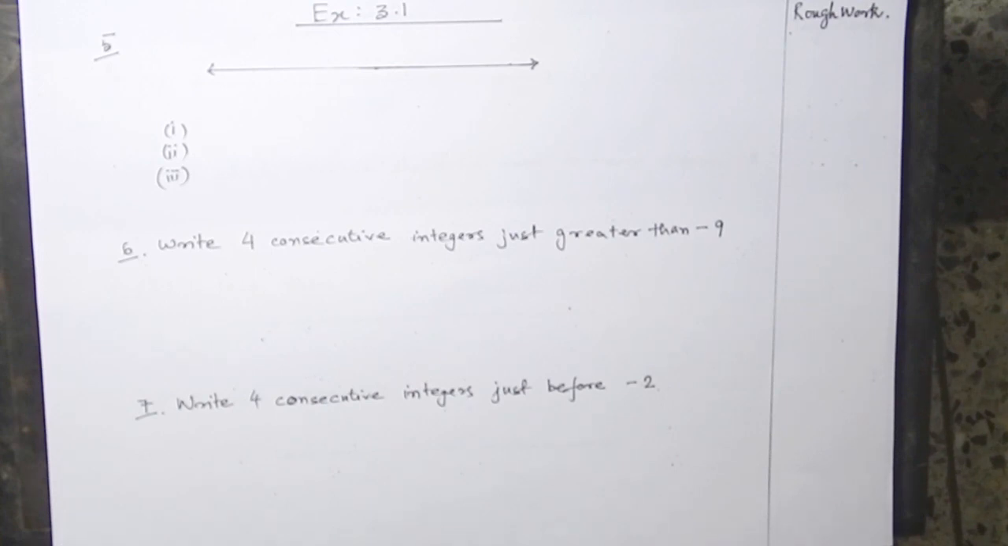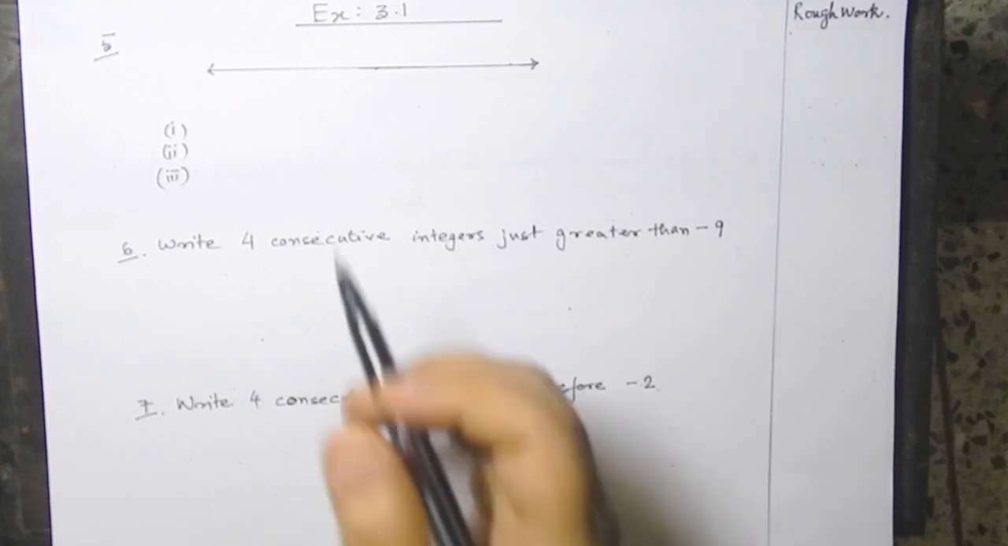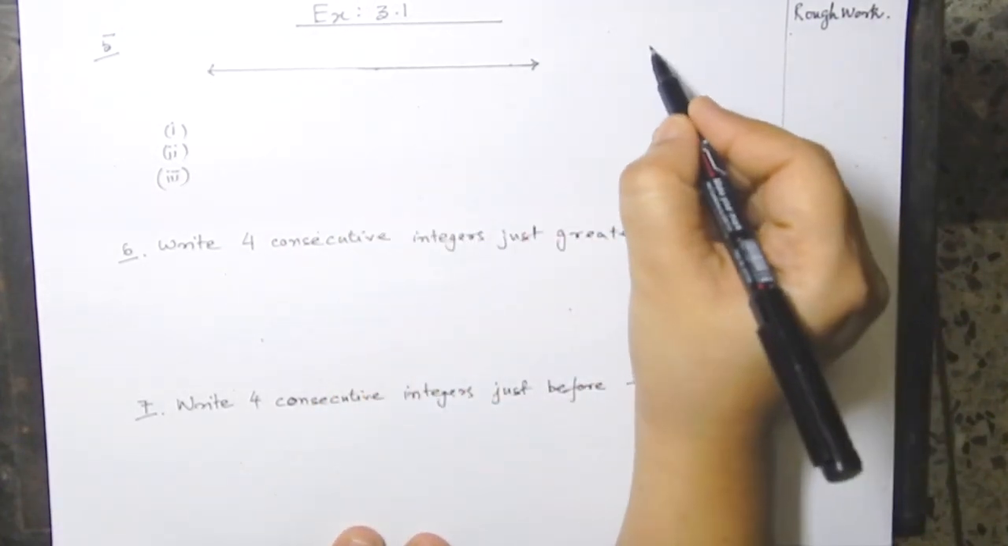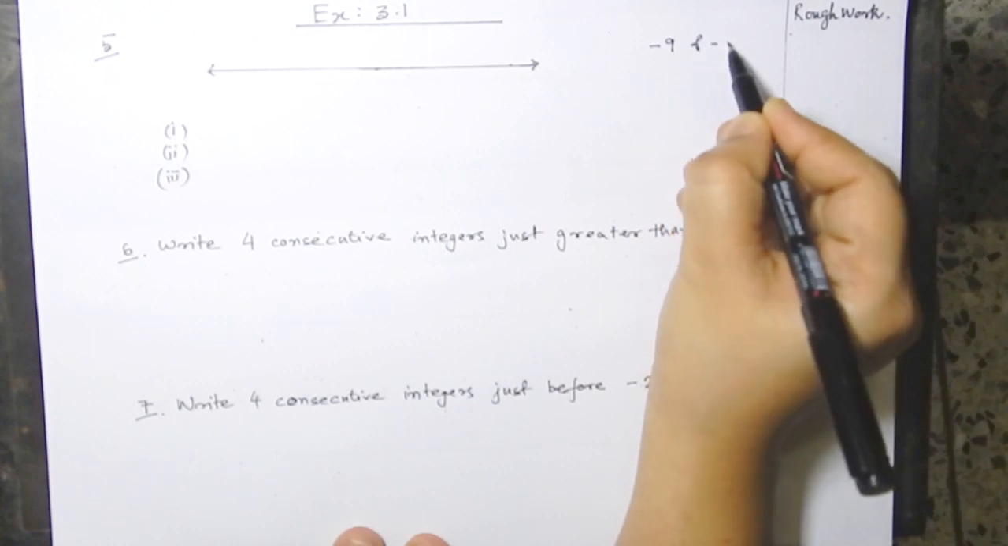Next, let us move on to question number 5. Let us read the question. Draw a number line and answer the following questions. Subpart 1 says, which integer lies between minus 9 and minus 2? So that means we have to draw the number line. Now what is my range? Minus 9 and minus 2.